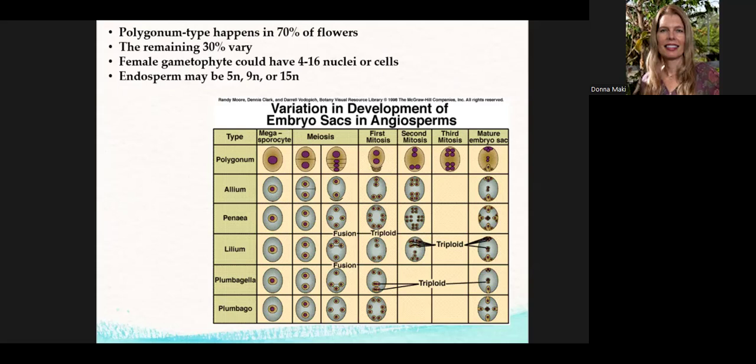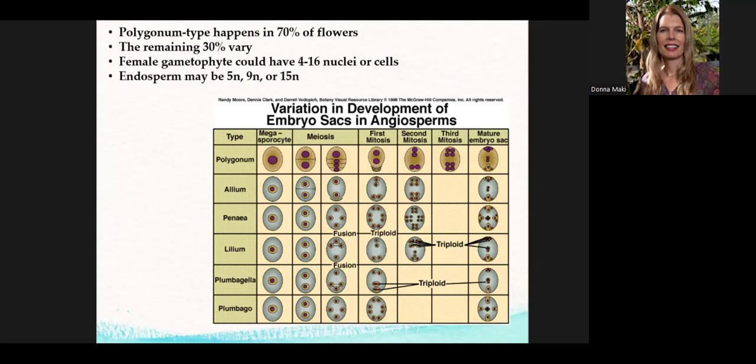Going back to this idea, do you want us to know that range? For which one? For the female gametophyte, it can have 4 to 16 nuclei. No, that's just an option. I'm just showing you some options.